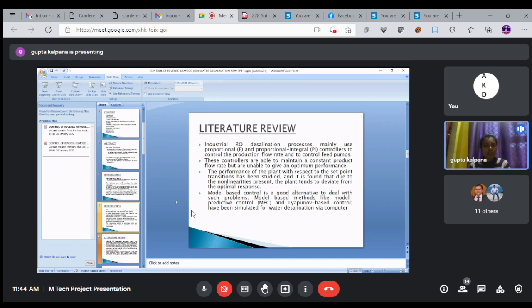performance of the plant with respect to the set point transitions. It has been studied and found that due to the non-linearities present in the plant, the plant tends to deviate from the optimal response. Model-based control is a good alternative to deal with such problems. Model-based methods like model predictive control and Bayesian control have been simulated for water desalination by computers.